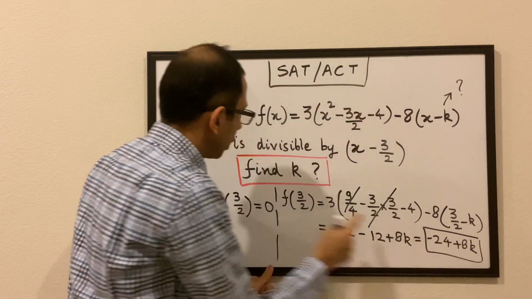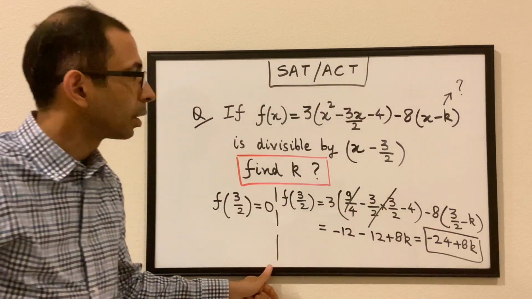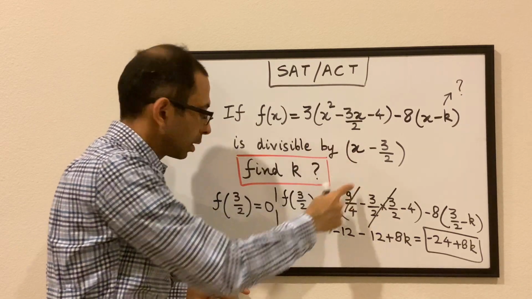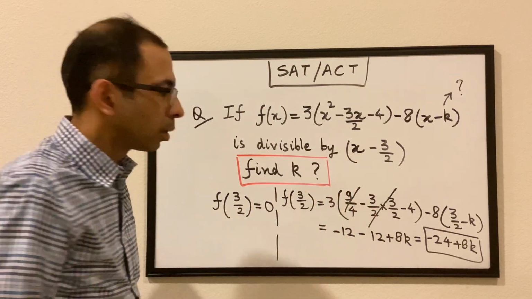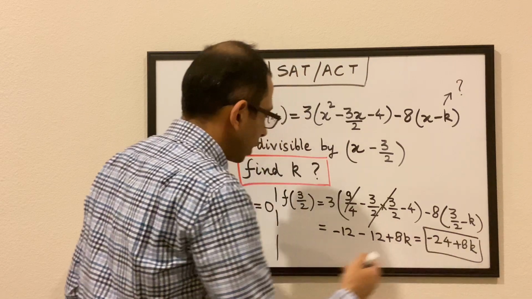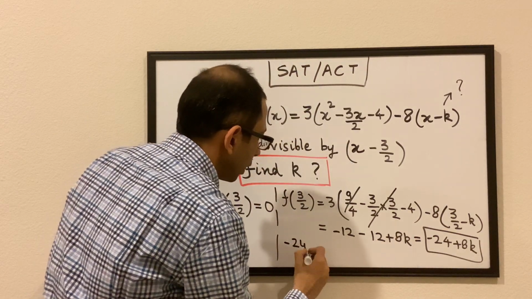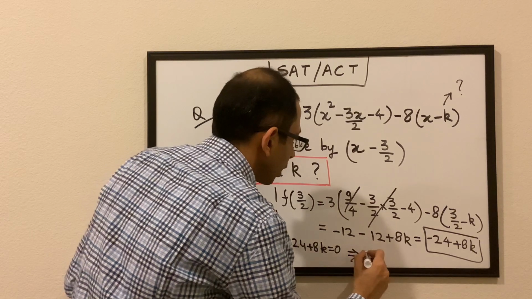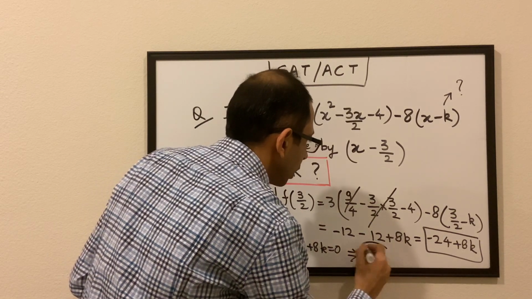So this is the value of f of 3 over 2, right? And if this function is supposed to be divisible by this, then this value should be equal to 0. Hence, minus 24 plus 8k should be equal to 0, which gives us k equal to 3.